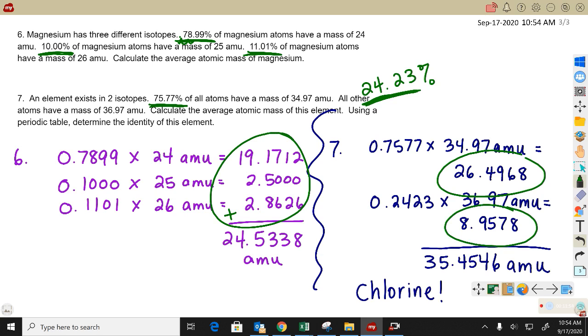Once I get those little mass fractions, you just add them. And then I get an overall mass of about 35.45-ish. And then it asks me to identify the element, which is the mass that would appear on the periodic table. So now I just look for the element that's got a mass closest to about 35.45-ish, and it is chlorine.